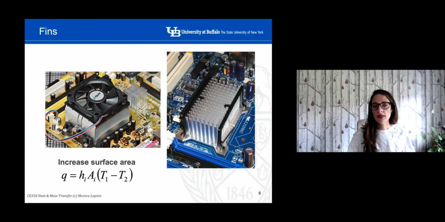One way to do that is to install something like this. I'm pretty sure that everybody has seen one of these. We put a lot of extended surfaces to increase the surface area, and with that we can increase the heat that is removed due to convection.